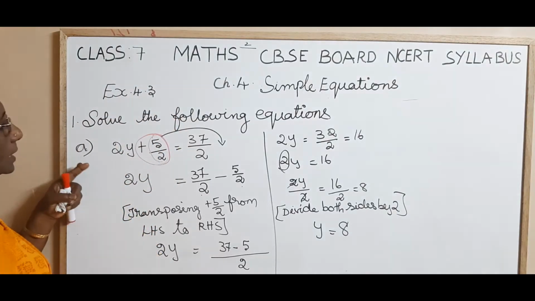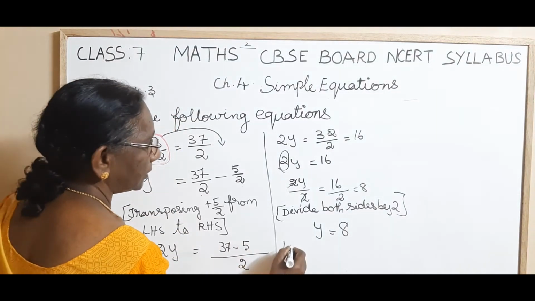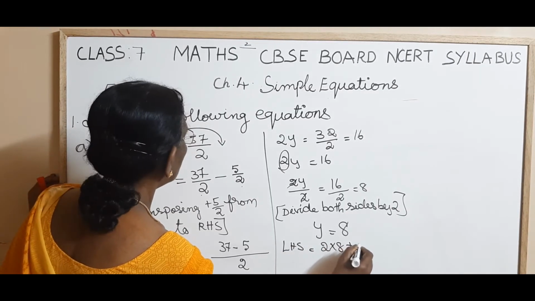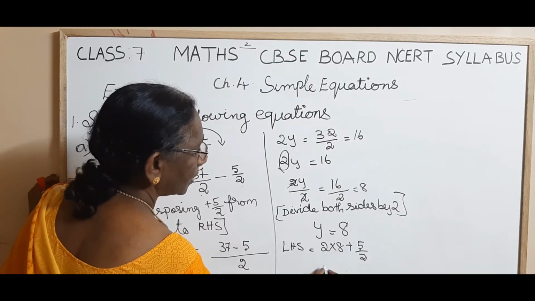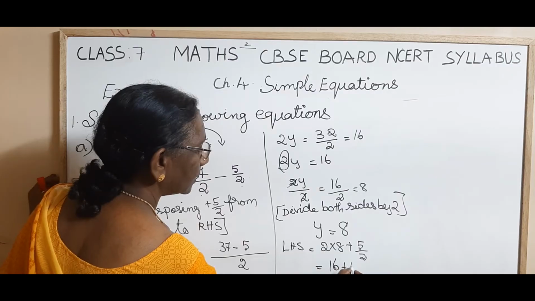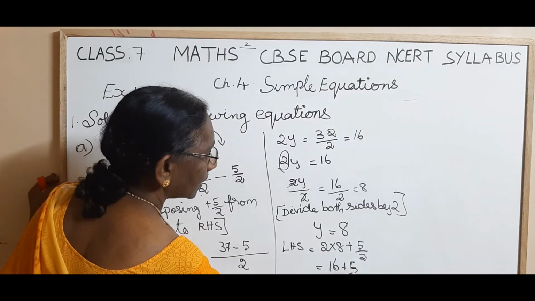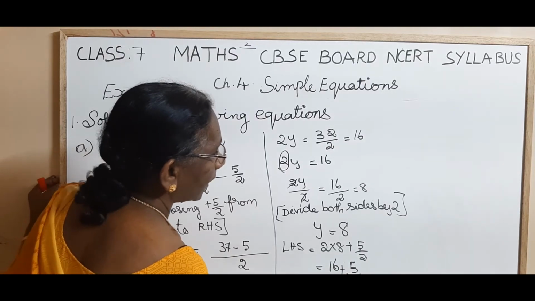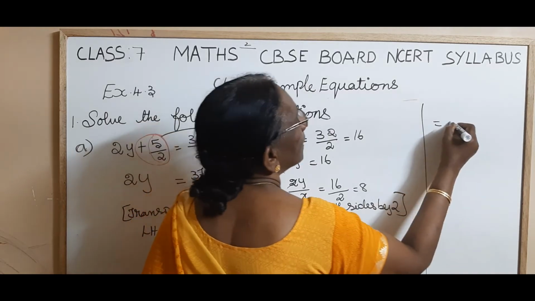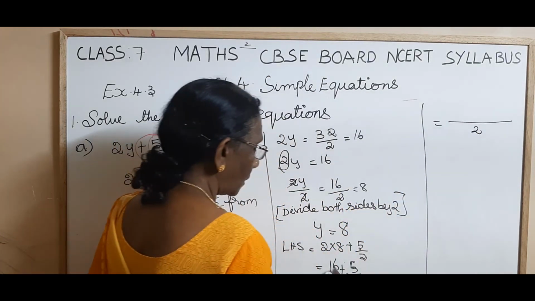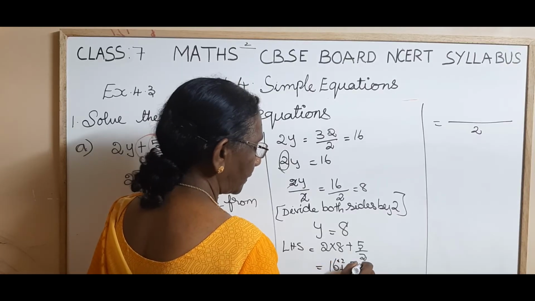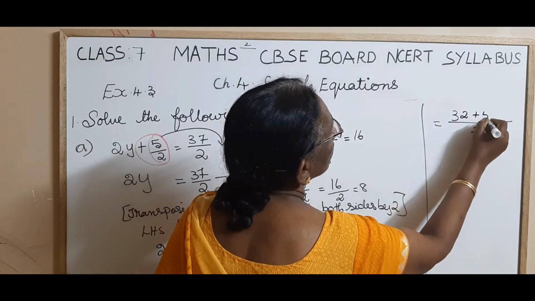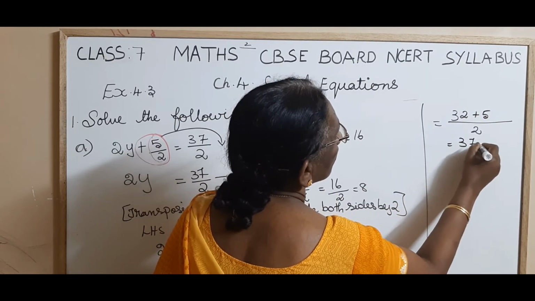Now shall we check whether the answer is correct or not? See here, LHS is equal to 2y, 2 into 8 plus 5 by 2. 2 8s are 16 plus 5 by 2. So when you add, 16 by 1, the denominator is 2. Okay. So 16 into 2, 5 into 1. Cross multiply. So 16 2s are 32 plus 5 is equal to 37 by 2.